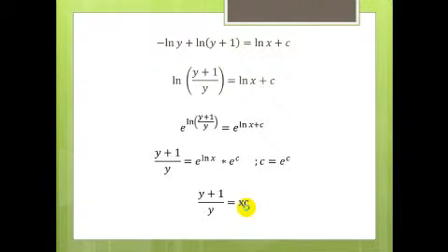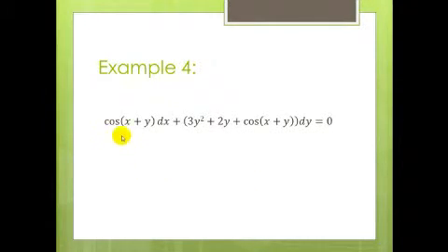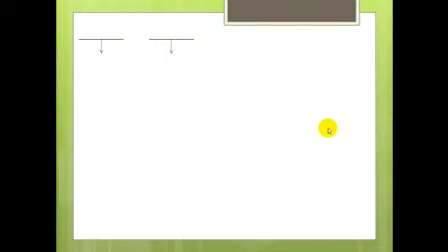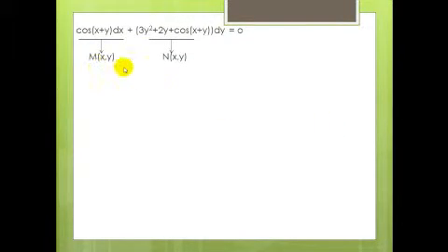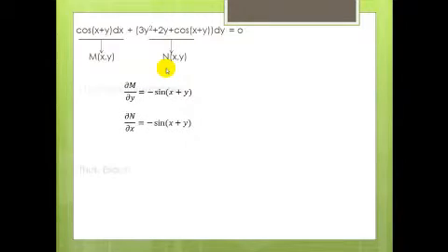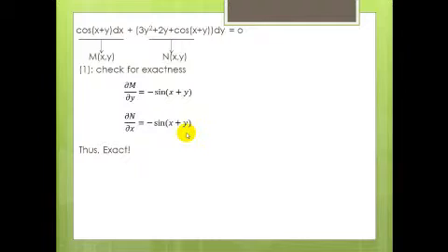For our fourth example, we have cosine x plus y dx plus 3y squared plus 2y plus cosine quantity x plus y dy equals 0. We can see from the given equation that it is exact. We check for its exactness by letting m and n as the first and second terms respectively. Taking the partial derivatives, we arrive at negative sine of x plus y for both of the terms. Thus, the equation is exact.